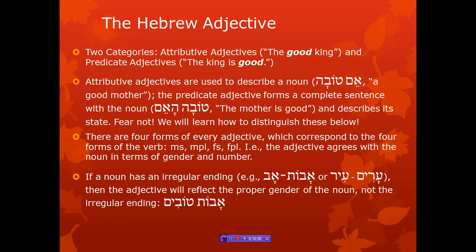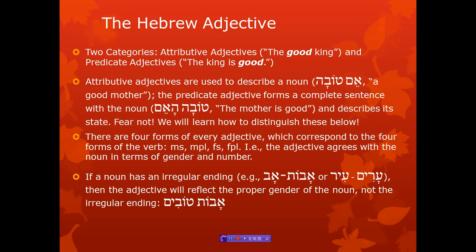Fourthly, if a noun has an irregular ending, do you remember av, the word, I have it right here, av and avot? Av is, of course, the word for father, and one would expect that the ending would be avim, because im is the typical masculine plural ending. But av is a little bit strange, and it actually gets ot, which is the typical feminine plural ending.